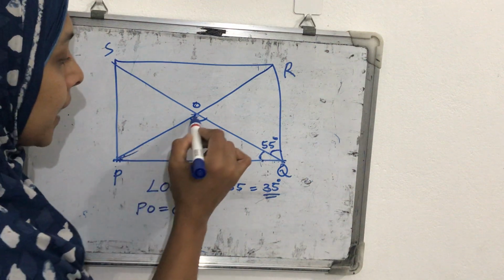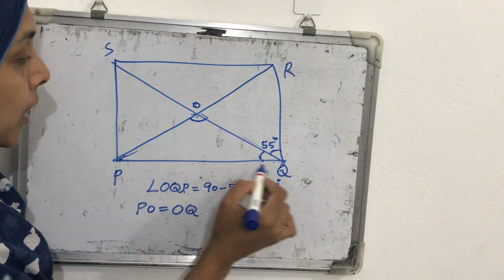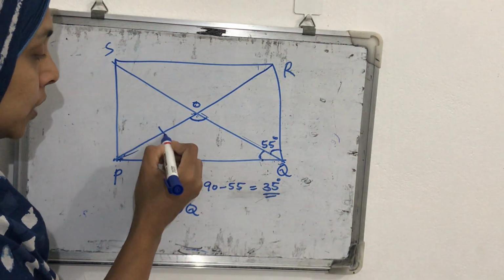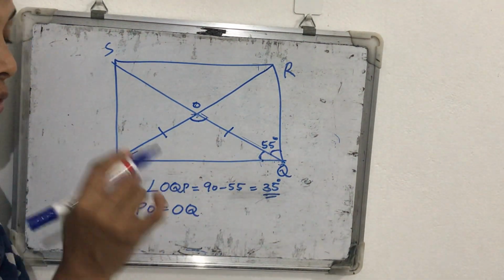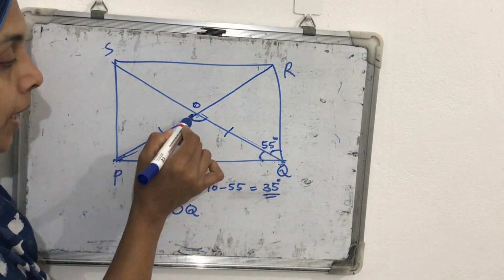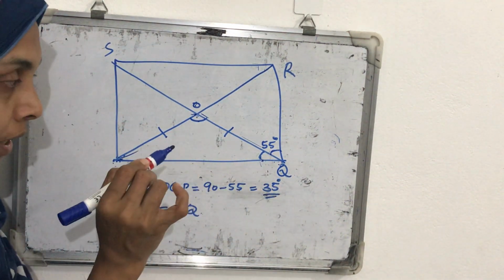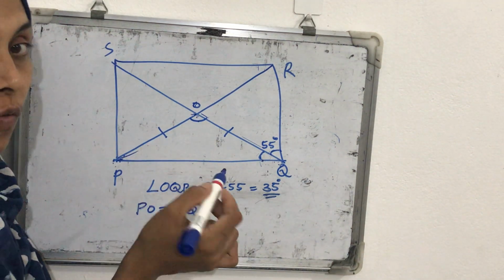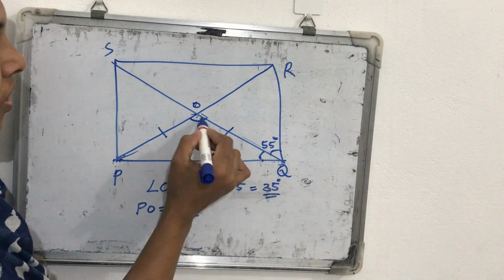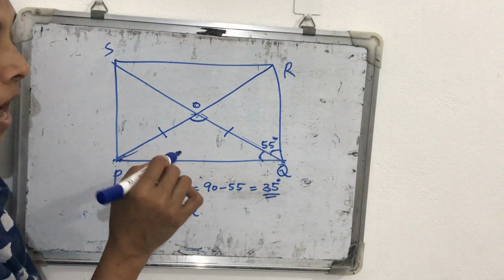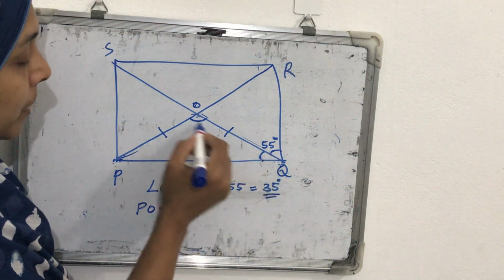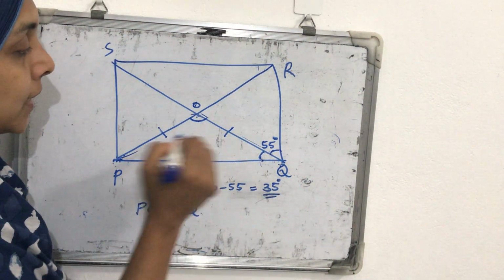So consider this triangle PQO. When we consider this triangle, we got these two sides equal. Using the properties of the diagonals of a rectangle, we got the sides OP and OQ are equal. So this triangle will be which type of triangle? It is an isosceles triangle, because two sides are equal.